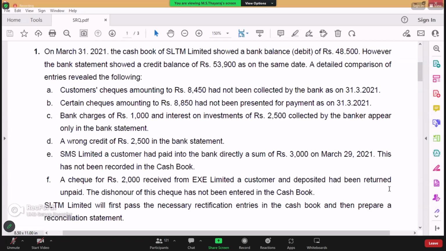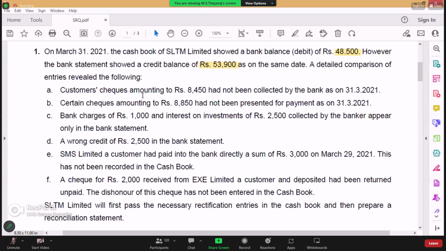But at the same time, they received a bank statement. They received the bank statement showing 53,900. So here they prepared and found 48,500, but the statement received shows 53,900. A detailed comparison of the entries reveals the following. There are six items, six entries given. That will be the reason for the difference between the cash book bank balance and the bank statement. So everyone should identify them.